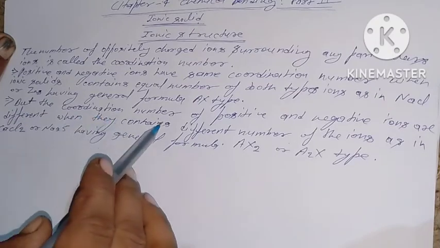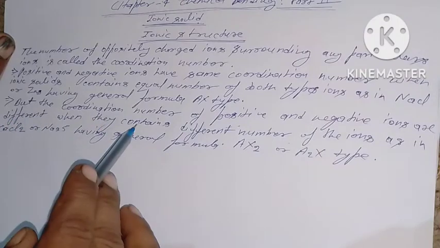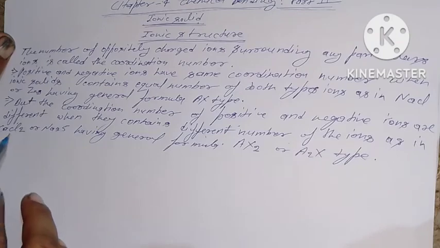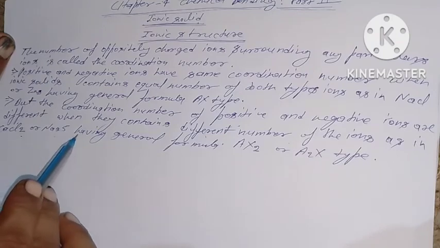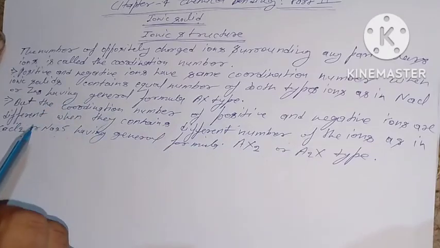when they contain different numbers of the ions, as in CaCl2 or Na2S having general formula AX2 or A2X type, okay?